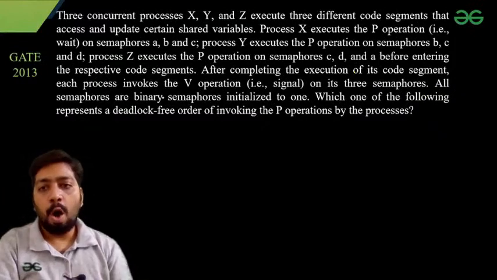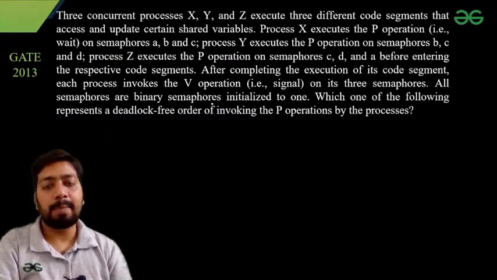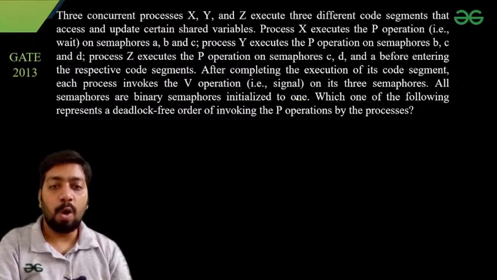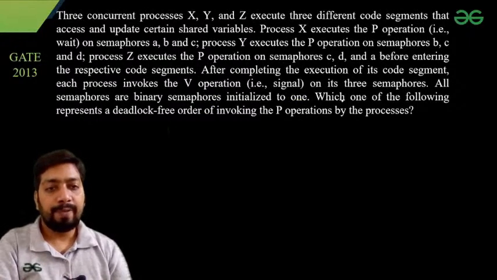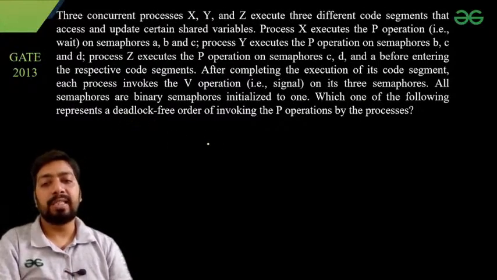Let's read it. All semaphores are binary semaphores. That means the value can be either 1 or 0, and they are initialized to 1. That means all semaphores are 1. Fine. Which one of the following is deadlock free? Deadlock free. First of all, what is deadlock?